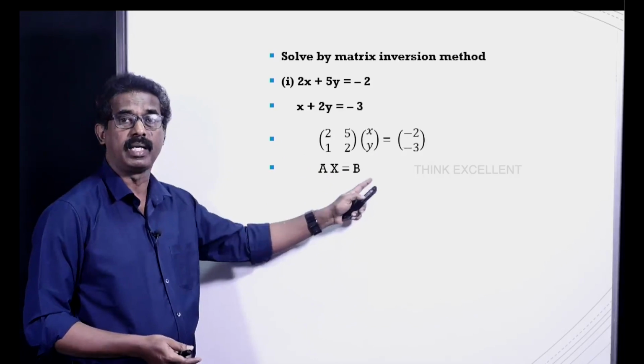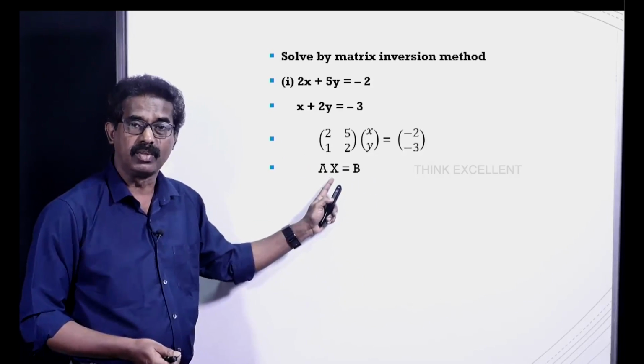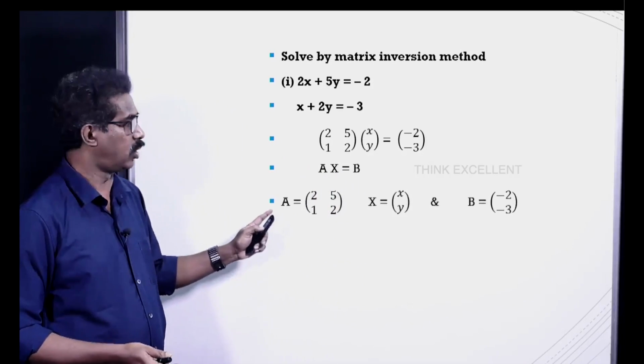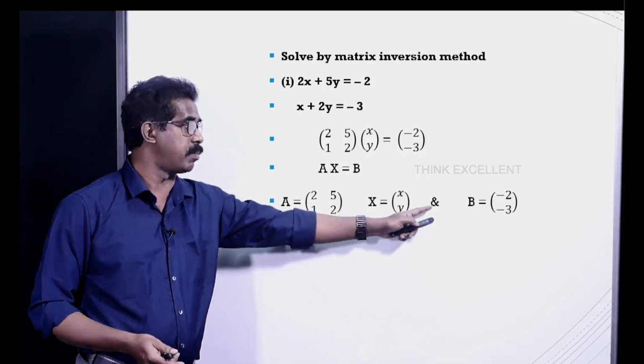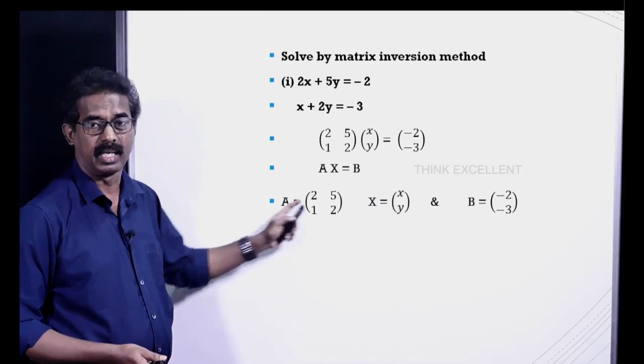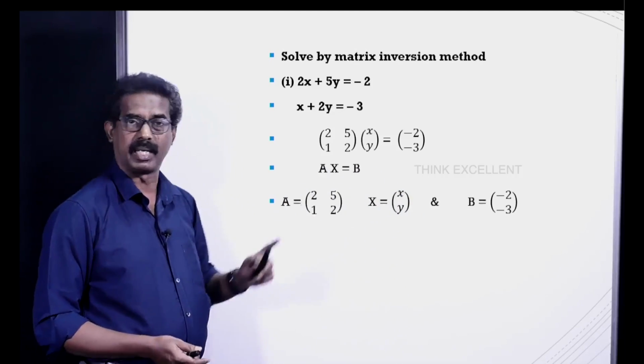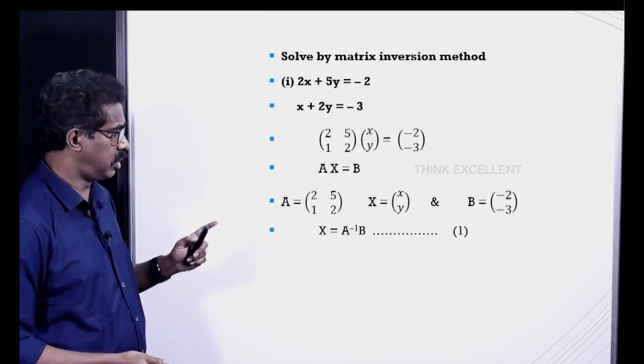Ax is equal to b. Then what is x? A inverse into b. So what are the things you need? This is the A value, x value, and b value. Matrices use capital letters, that is why A, x, b are capital letters. This is the formula.